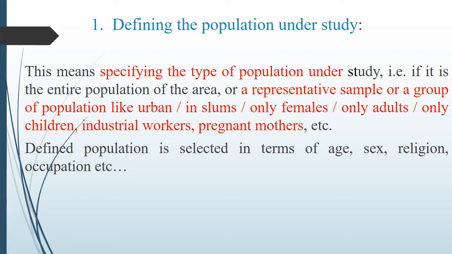The defined population is selected in terms of age, sex, religion and occupation, etc. For example, if you are going to take female members, that is about sex. And if you are going to take only children under 5, that comes under age. So the same category group of people you have to take for the study. So this is about defining the population. You have to specify the type of population which you are going to take for your study. This is the first step.